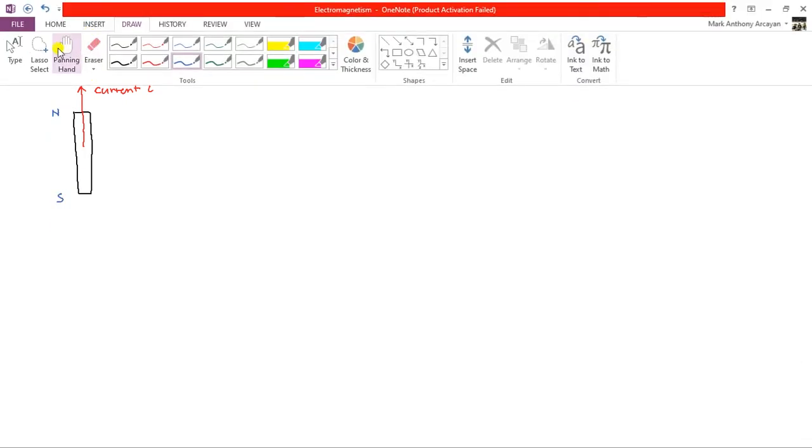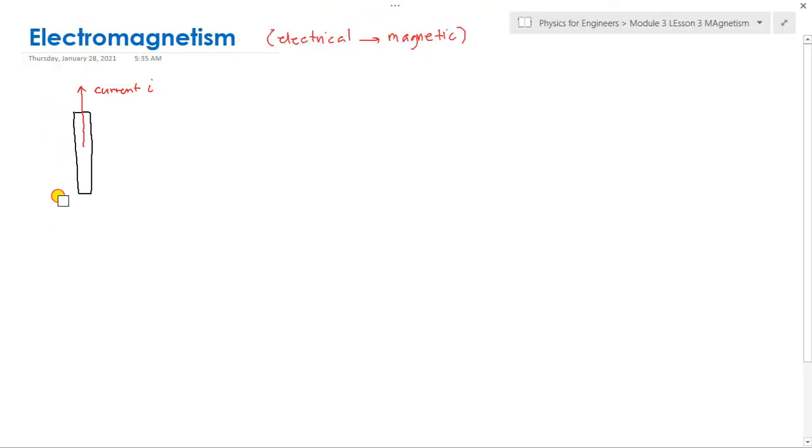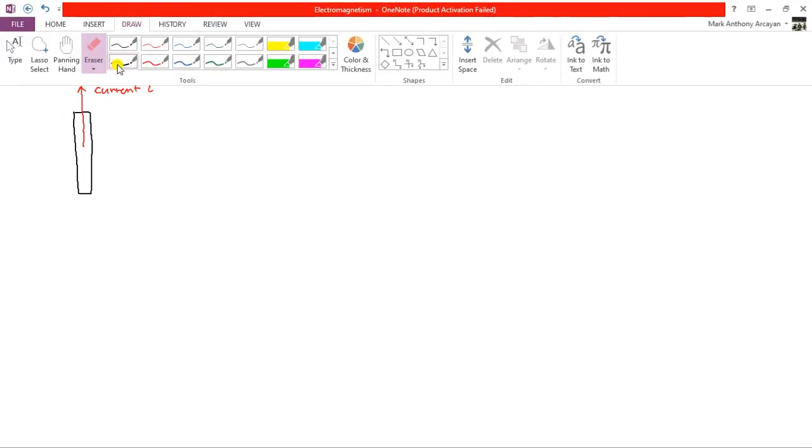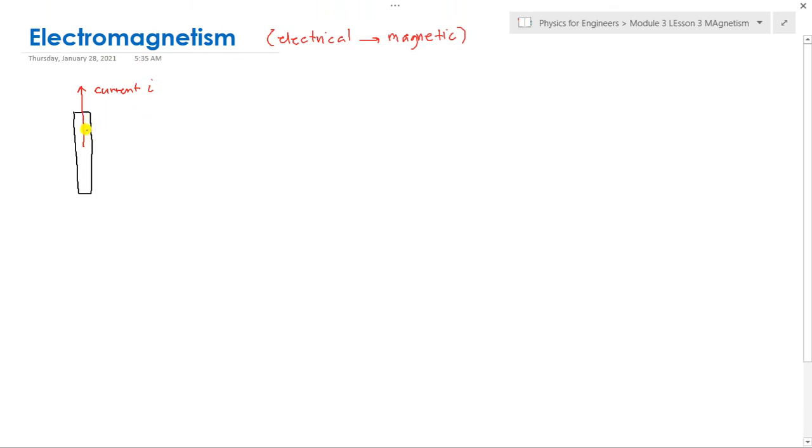Now, we cannot prove that here. What we have here is based on the theory that when current passes through a conductor, so there is a magnetic field. And the direction of the magnetic field is around the conductor. Meaning, it is circular.